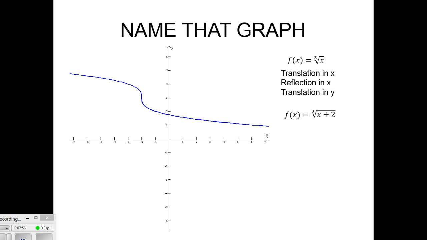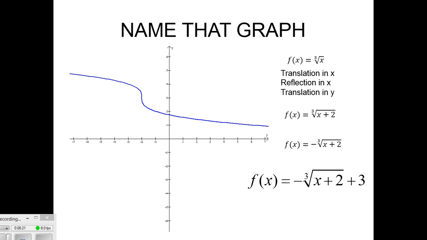So it looks like it's been shifted 2 units to the left, which is as stated here with the new function name. Then we're going to reflect this in x, which means we're going to take the opposite of that which is there, which is accounted for right there. And then lastly, we're going to pull it up 3 units, and that is our name.